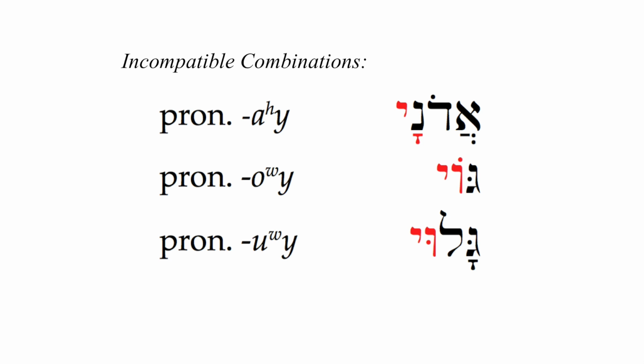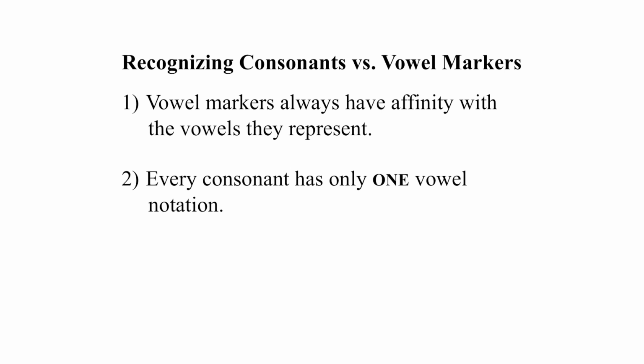Goy. And in the last example, we see the same thing with the long oo, which has affinity with vav, but does not have affinity with the yod that shows up in this form. So we don't say galu and treat the yod as a vowel marker. It has no affinity with the long u. It has to be pronounced. So this word would be pronounced galui. So we see that vowel markers always have to have affinity with the vowels that they follow.